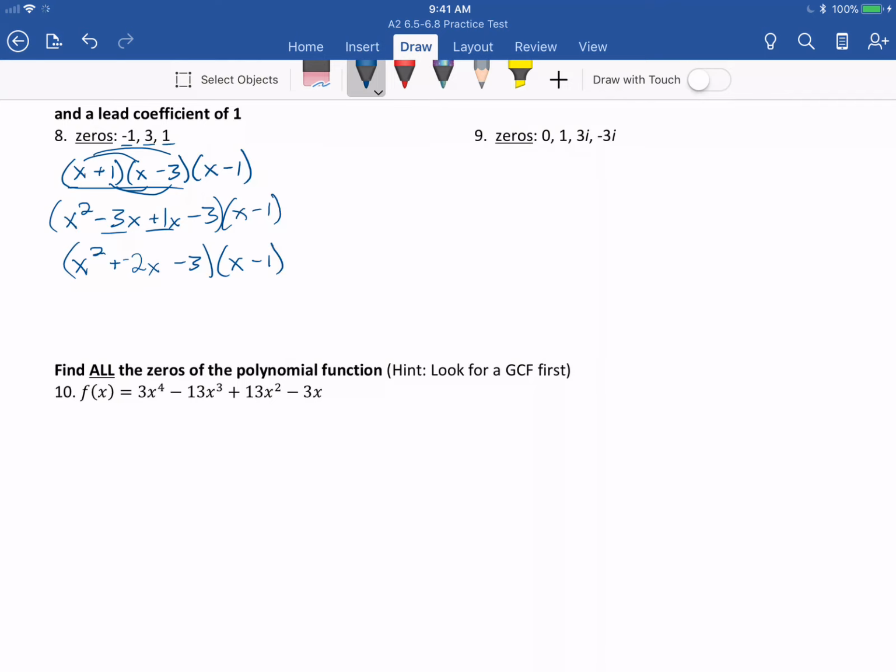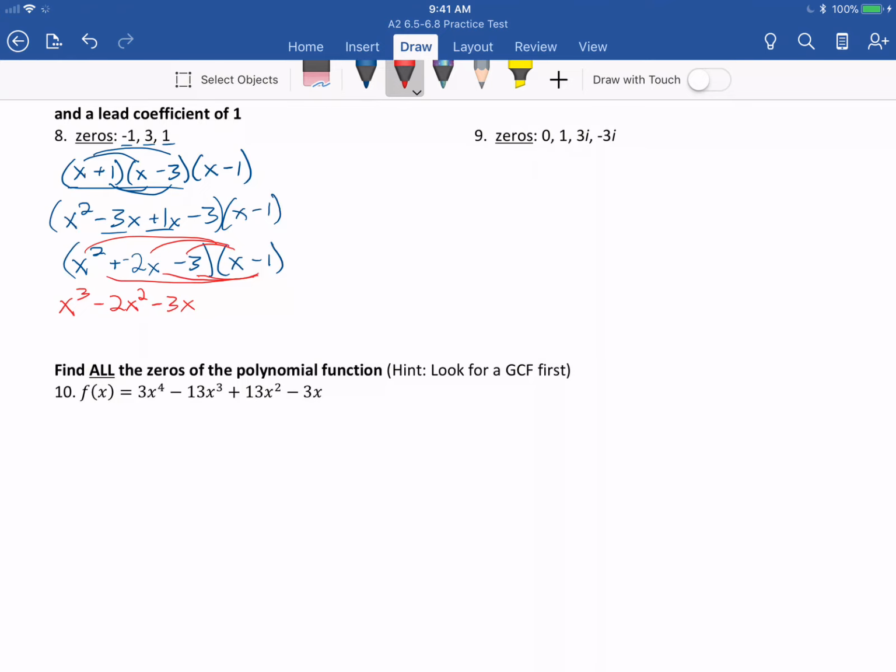All right, so now I have to multiply these guys together, but there's 3 things in this one. So the x needs to talk to all 3 of those, and the negative 1 needs to talk to all 3 of those as well. All right, so we have here x times x squared is going to be x cubed. X times negative 2x is going to be negative 2x squared. X times negative 3 is going to be negative 3x.